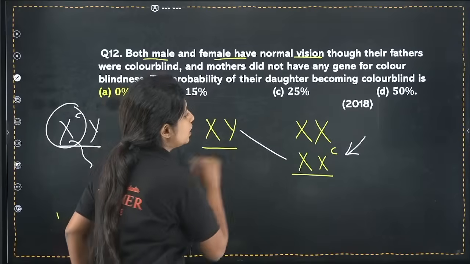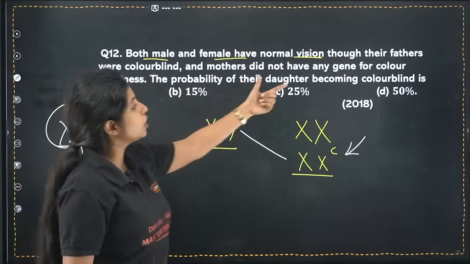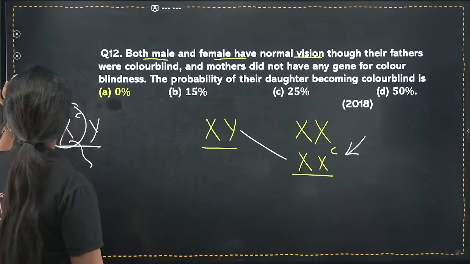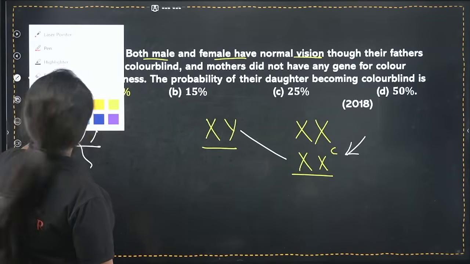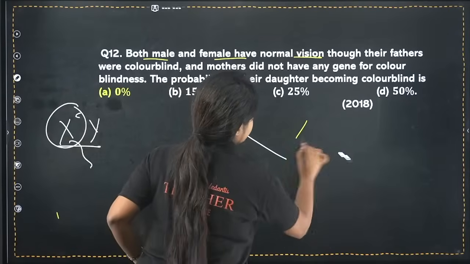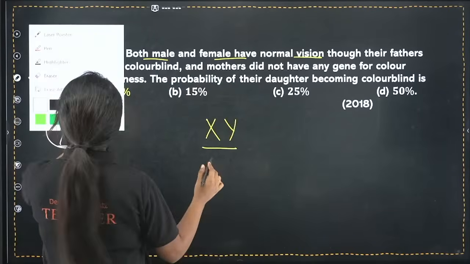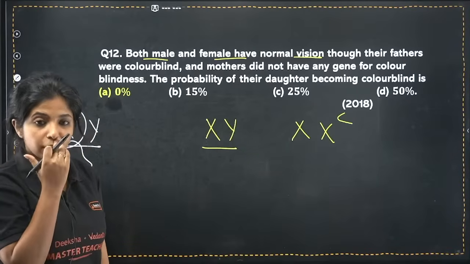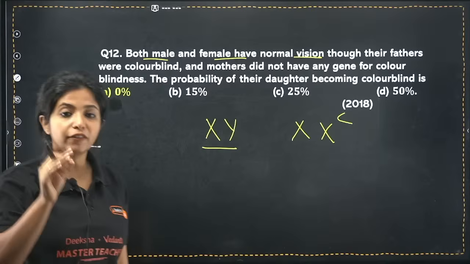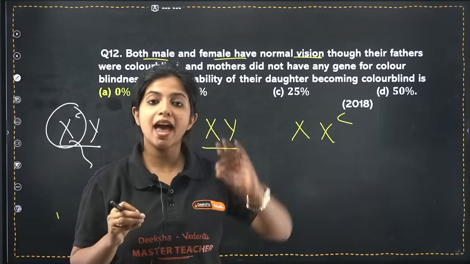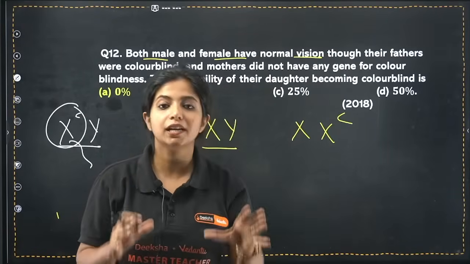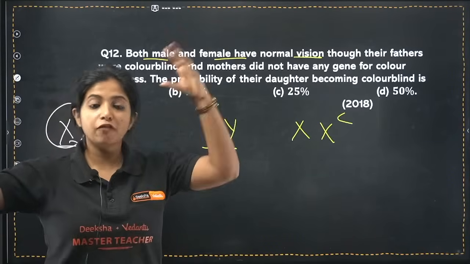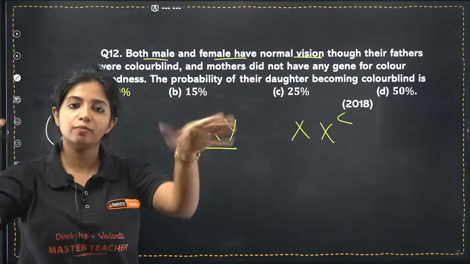Now you have to cross between this and this. That is the question: the probability of their daughter becoming colorblind. So how do you do that? Let's cross and see it. Just give me a second. Okay, over here, always check the parents. That is definitely going to help you out. If it is said that the female is there and the father is colorblind, the female will definitely have at least the gene. She will be a carrier. If mother and father both are colorblind, then she will also be colorblind.